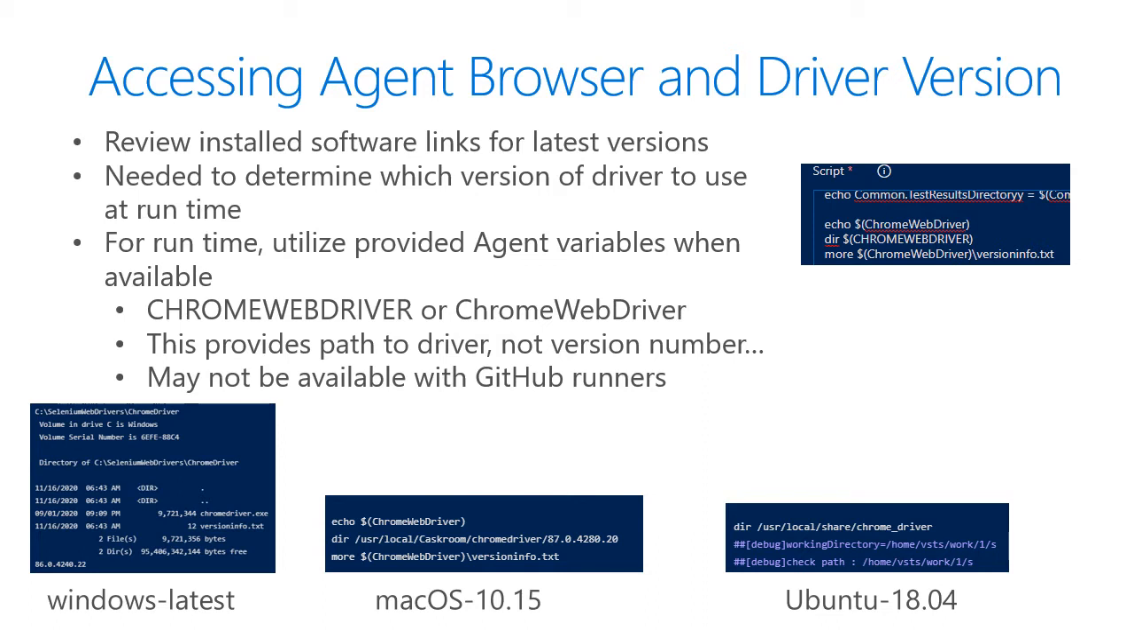So for instance, you can see I'm writing an echo in a directory. You can see the directory is showing C:/Selenium WebDrivers, Chrome driver, and I see the Chrome WebDriver here for the Windows latest. For Mac OS, we echo Chrome WebDriver, again, we get the path to it, which is version 87. And then for Linux, we can see that we get the share here, this Chrome_driver. These may not be available with GitHub runners. So this is where we may have to, again, bring our own browser drivers.